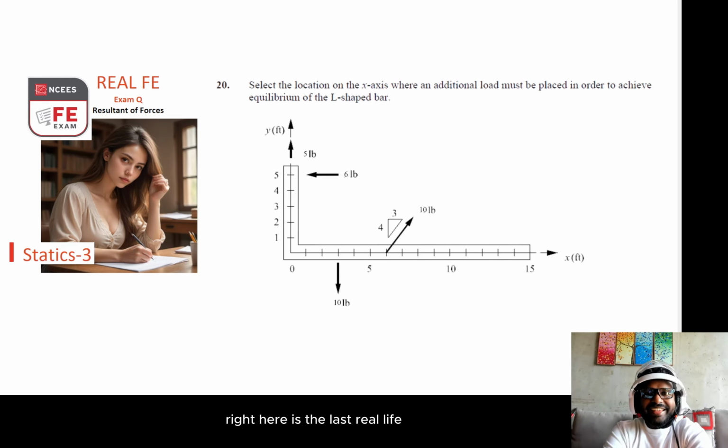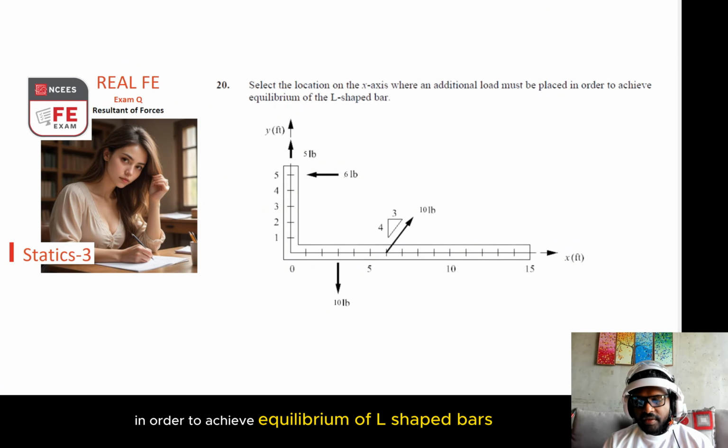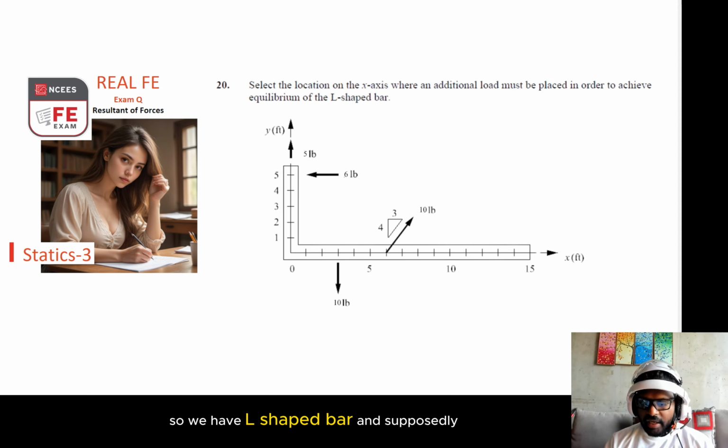Right. Here is the last real life FE exam question on statics. So before we start this question, let's take a look. Select the location on the x-axis where an additional load must be placed in order to achieve equilibrium of the L-shaped bar. So we have an L-shaped bar, and supposedly with the current forces that you can see over here, this L-shaped bar is not in equilibrium.